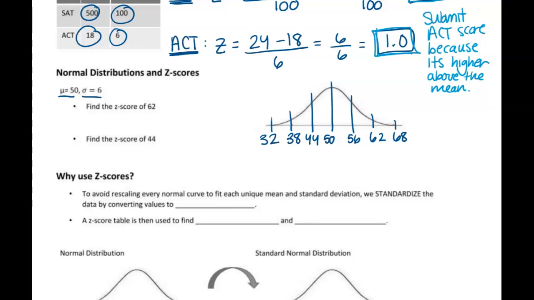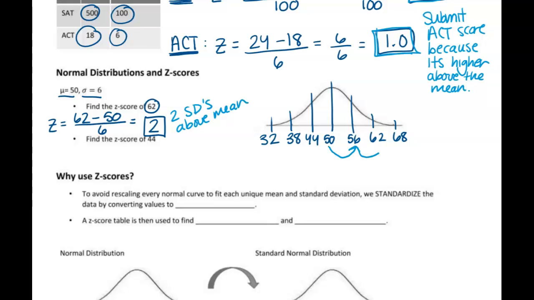If we want to find the z-score of 62, z is going to be x, which is 62, minus our mean of 50, all over our standard deviation of 6. This is 12 over 6, which is 2. So the score is 2 standard deviations above the mean. Look at our distribution. Here's the mean. We count 1 standard deviation, 2 standard deviations. There we go. Like magic, or just like math.